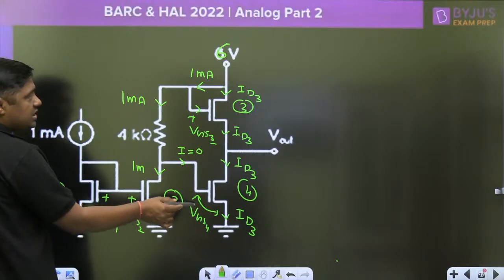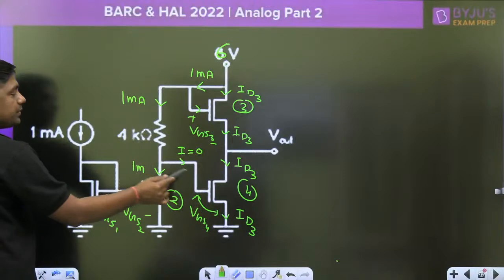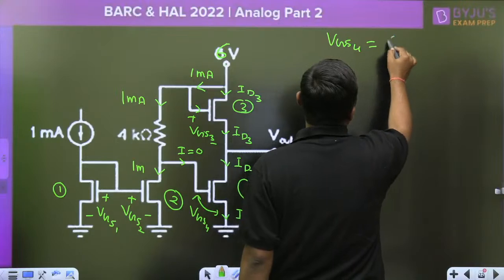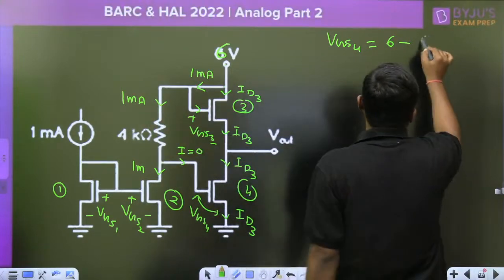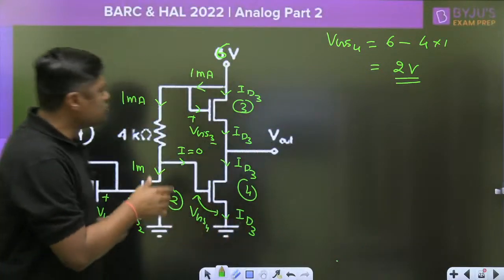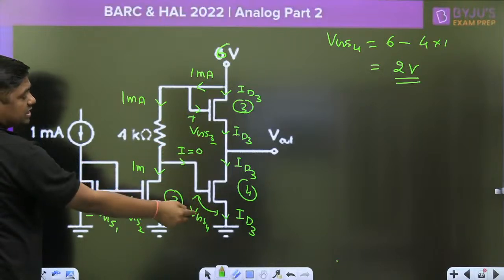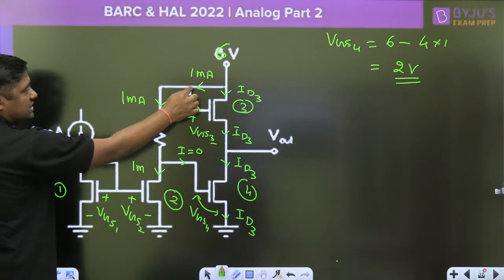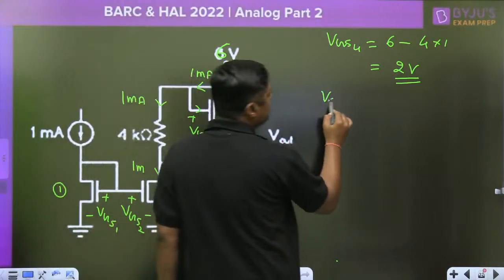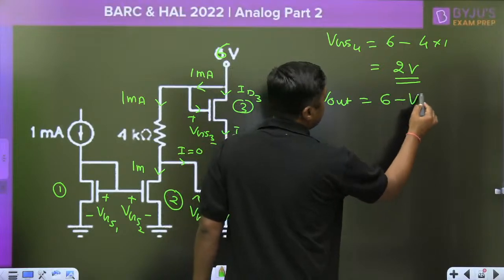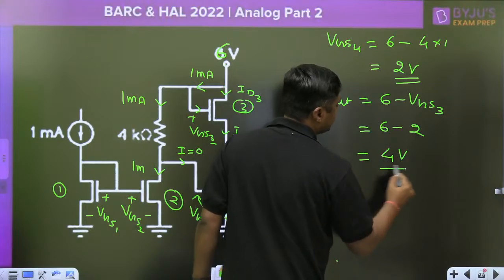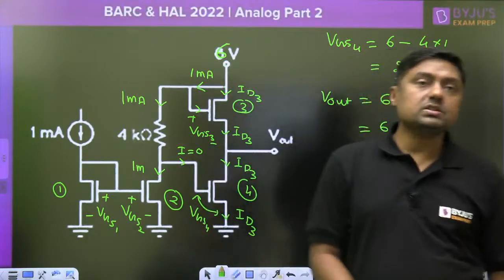Now we can calculate VGS4. Write down the KVL from this point to this point. VGS4 is nothing but 6 minus 4 into 1 milliampere, which is 2 volt. Now VGS3, VGS4 are equal, so this voltage is 2 volt and this voltage is 6 volt. What is the V out? 6 minus VGS3, that is 6 minus 2, which equals 4 volt.